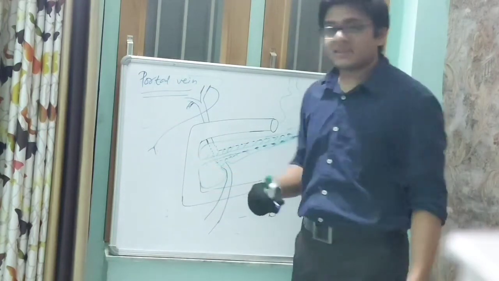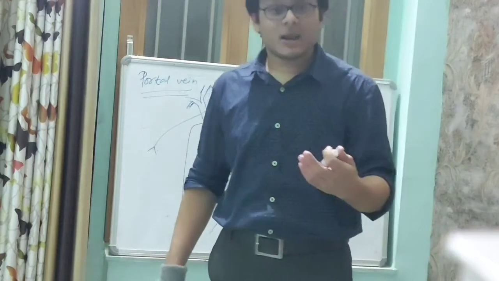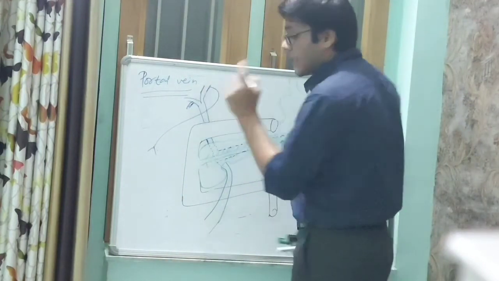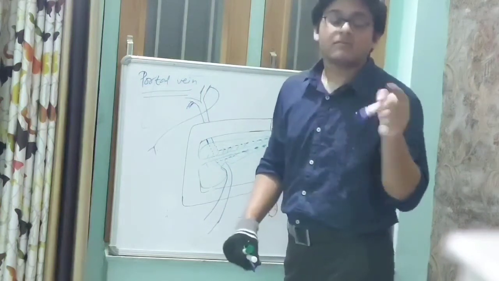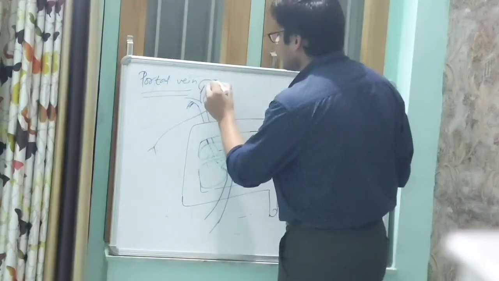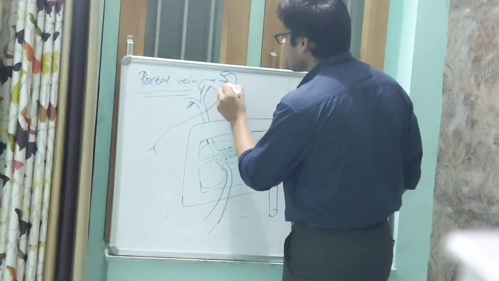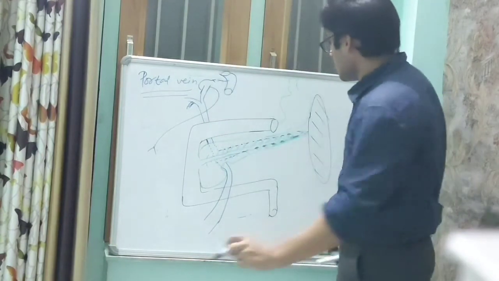These para-umbilical veins lie along the ligamentum teres, okay? Another branch it gives along the ligamentum venosum, that is ductus venosus, which ultimately joins with the inferior vena cava, okay?